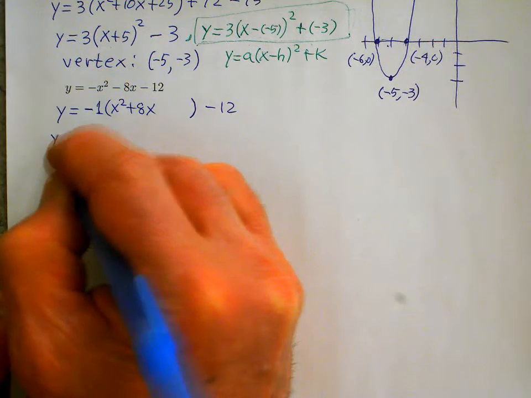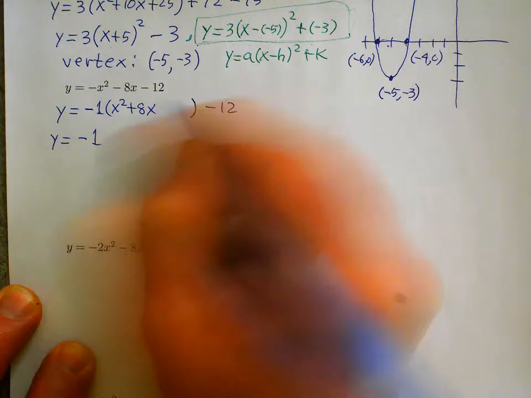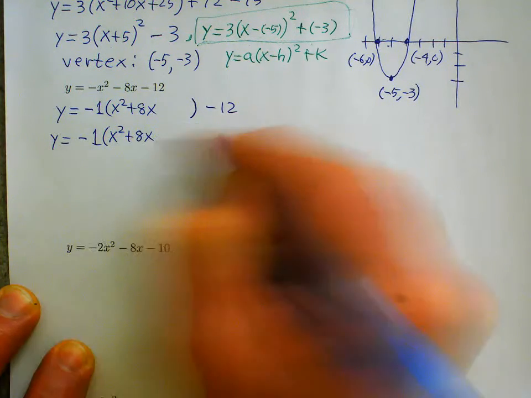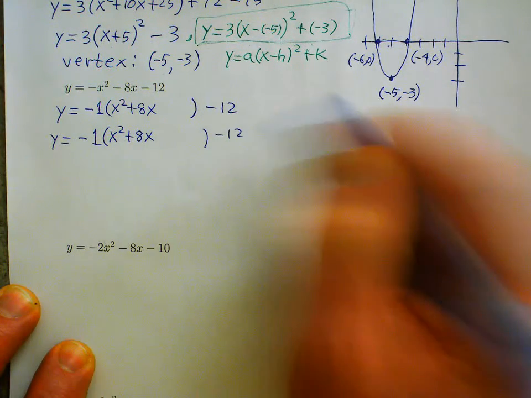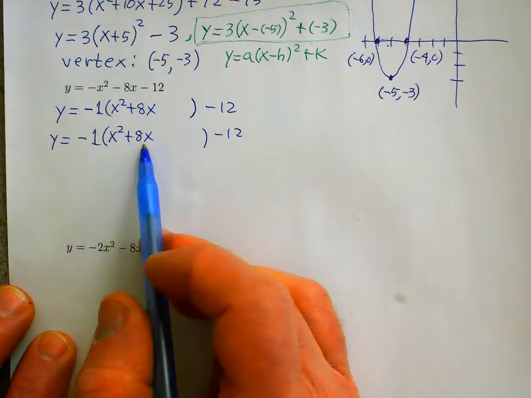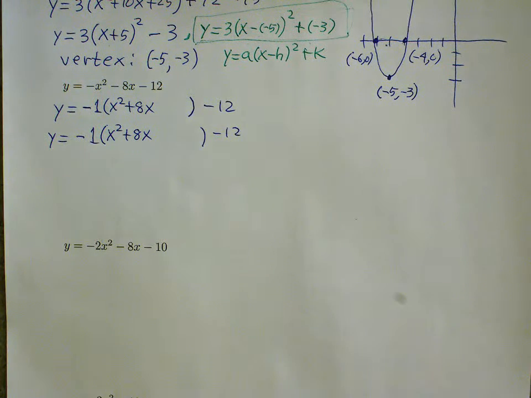Okay, the next step is the adding 0 step on the inside of the parentheses. So now we're focusing on x squared plus 8x. And we want to add a number to x squared plus 8x so that we get a perfect square trinomial.